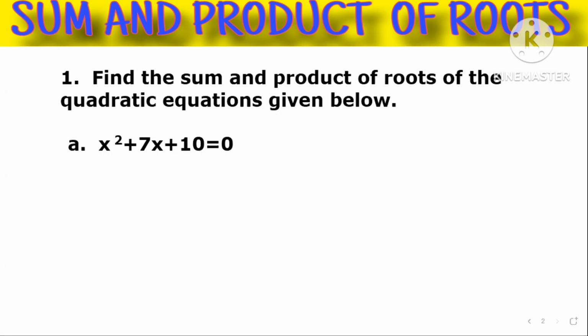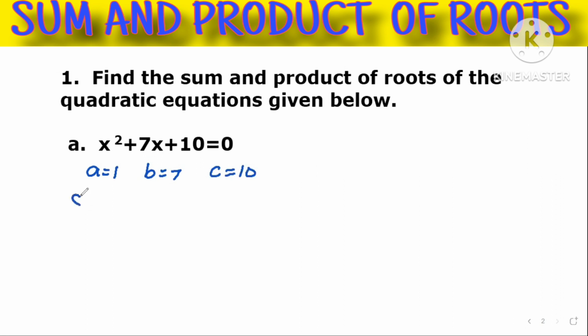Find the sum and product of roots of the quadratic equations given below. Letter A, x squared plus 7x plus 10 equals 0. So the first step is to make sure that the quadratic equation is in standard form to get the correct values of A, B, and C. So since this is already in standard form, let's now take the values of A, B, and C. So A is equal to 1, B is equal to 7, and C is equal to 10.